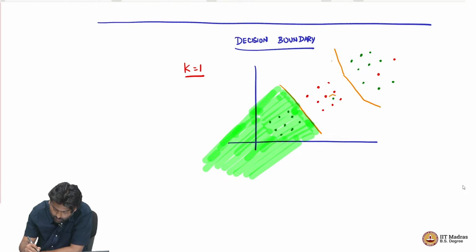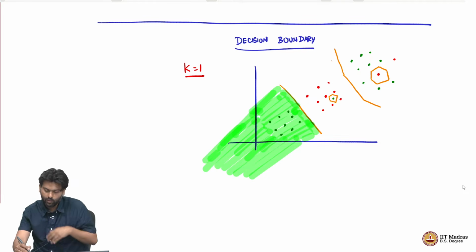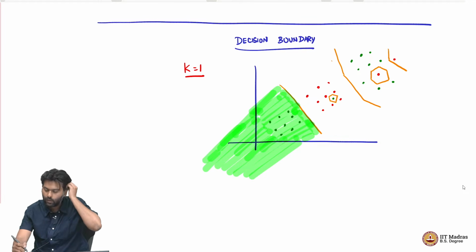So, this region here now is a hole which is a green hole, because there is this green point which is closer than the red points. Similarly, there is a slightly bigger hole here, something like this maybe, right. So, maybe this is a hole where it is going to be classified as red, and because of this one single red point here, you might have something like this, right.